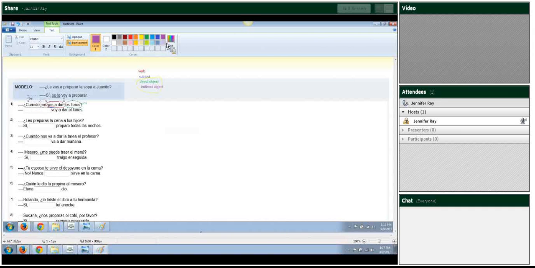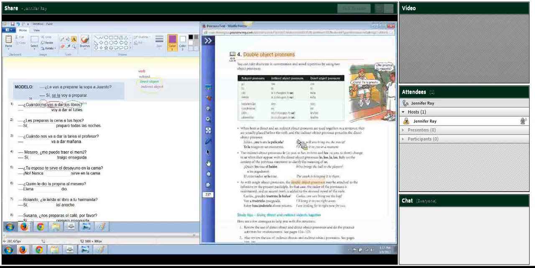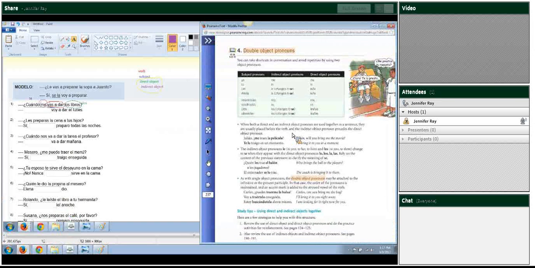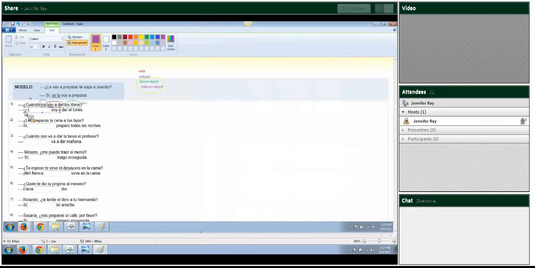And then what your book tells you is that when they're used together in a sentence, they're usually placed before the verb, and the indirect object pronoun precedes the direct object. So if you can remember when you look out here, that's why you see the indirect first versus the direct, because the indirect object precedes the direct. So my purple is going to go before my green. So my purple needs to be te, and my green is los. So te los voy a dar el lunes.